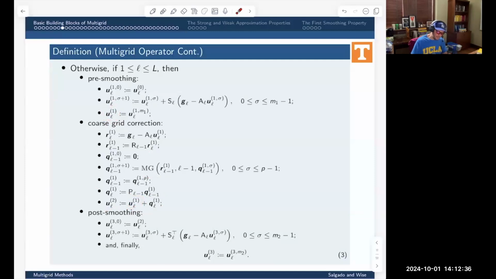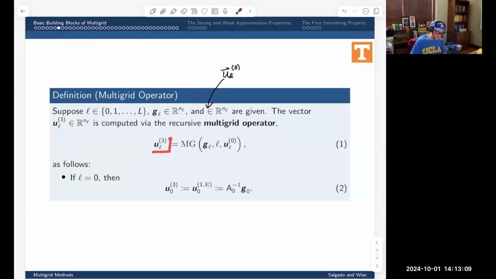And then I'm going to follow that all up with a post-smoothing step. In the post-smoothing step, instead of using the iterator matrix S_L, I'm going to use S_L transpose. I'm going to use U_L^2 as my initial guess, and do M_2 applications of this general linear iterative scheme. And I'm going to call that the post-smoother or the post-smoothing step. What you end up with in the end is what I'm going to call my output vector, U_L^3.